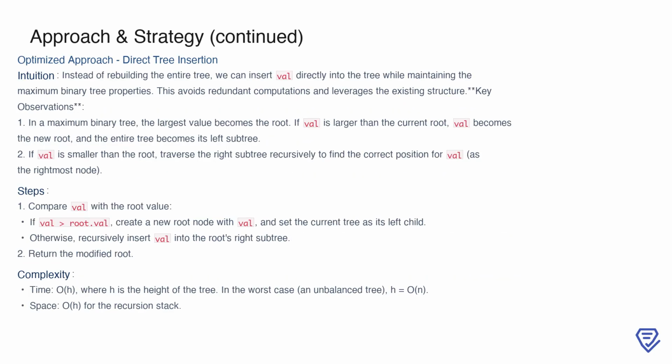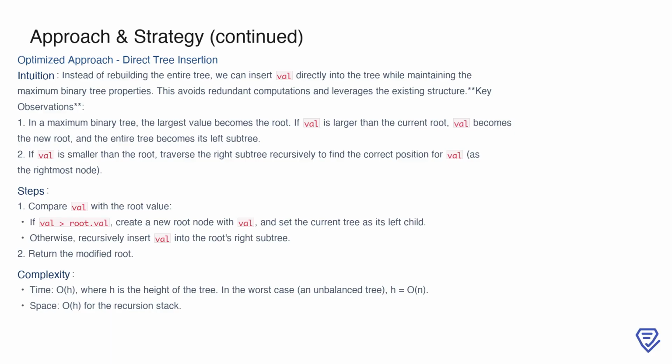Now, a more efficient solution involves an optimized approach that directly inserts val into the existing tree while maintaining the properties of a maximum binary tree. Here, the key insight is that in a maximum binary tree, the largest value is always the root. If the new value val is larger than the current root, it should become the new root, with the entire existing tree shifted to its left. On the other hand, if val is smaller than the root, it should be placed somewhere in the right subtree.